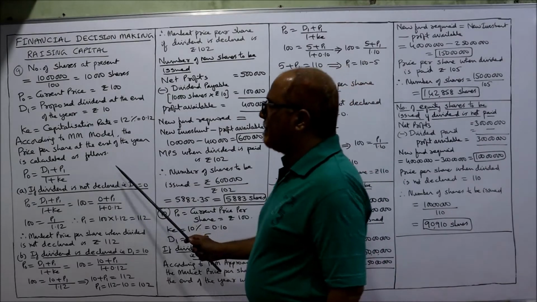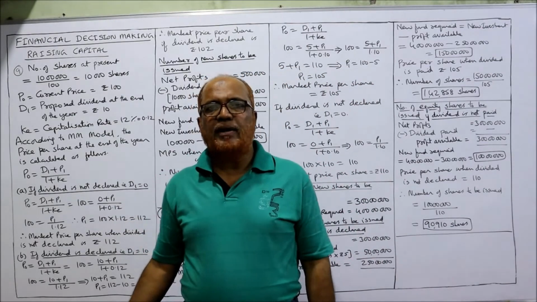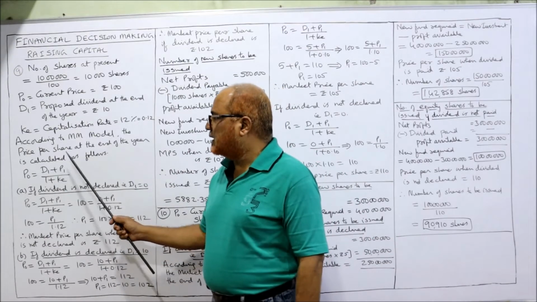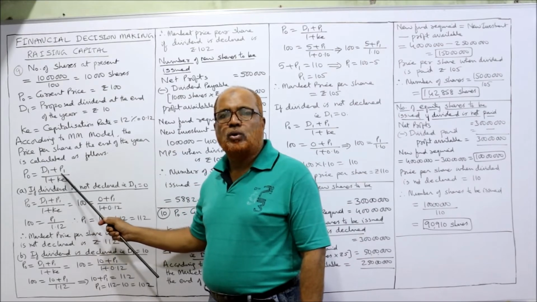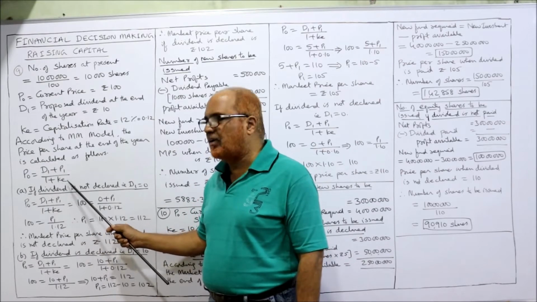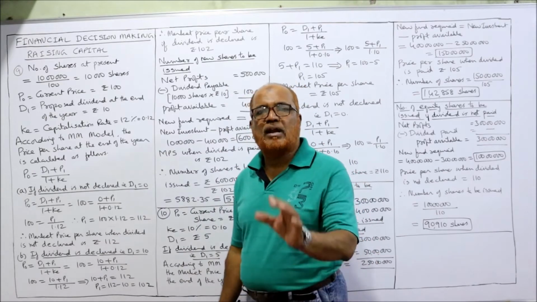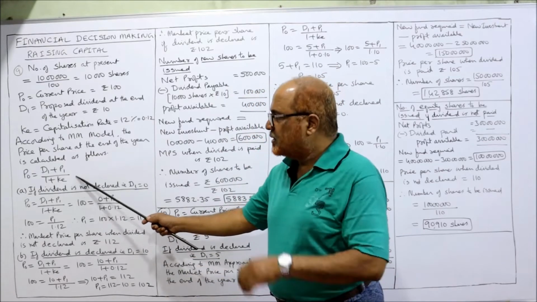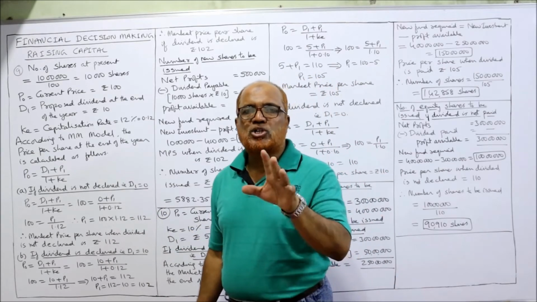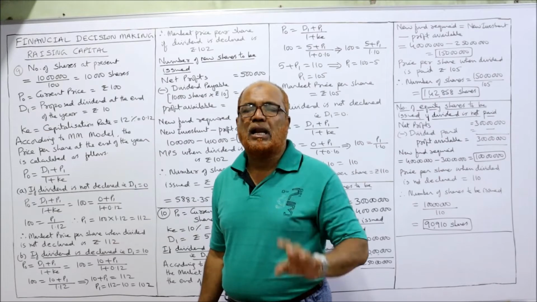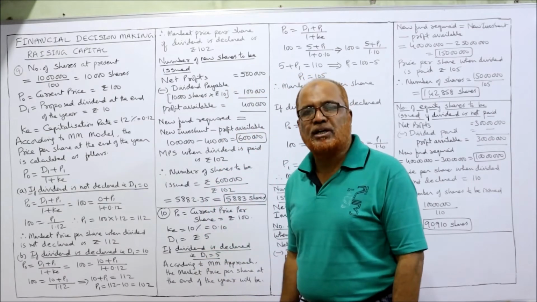Now, see carefully. According to the MM model, the price per share at the end of the year is calculated as P0 = (D1 + P1) / (1 + Ke). Already in the previous problems we have applied this formula whenever the MM model is applied. So, if dividend is not declared, in two situations it is asking you to calculate the price per share at the end of the year. Market price per share at the end of the year.